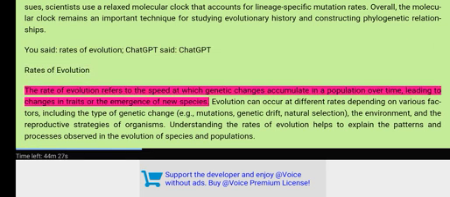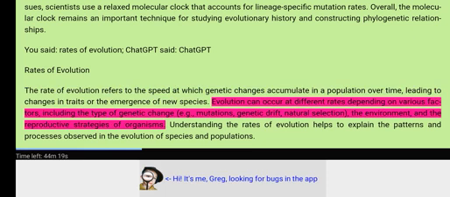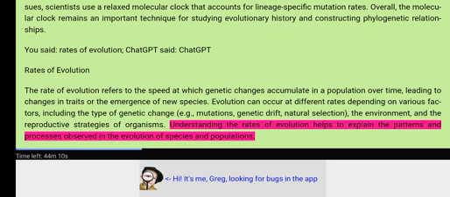The rate of evolution refers to the speed at which genetic changes accumulate in a population over time, leading to changes in traits or the emergence of new species. Evolution can occur at different rates depending on various factors, including the type of genetic change, e.g., mutations, genetic drift, natural selection, the environment, and the reproductive strategies of organisms. Understanding the rates of evolution helps to explain the patterns and processes observed in the evolution of species and populations.